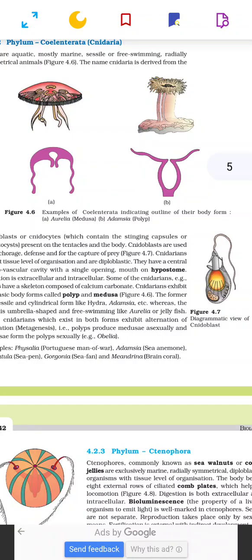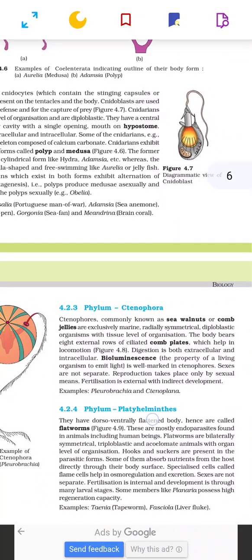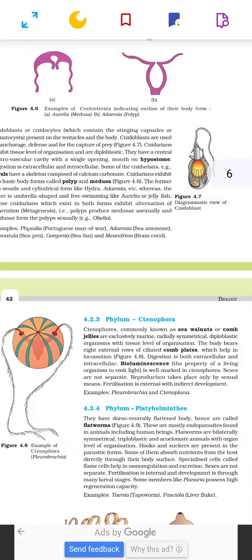of Coelenterata or Cnidaria. Phylum Ctenophora 4.2.3. Ctenophores, commonly known as sea walnuts or comb jellies, are exclusively marine, radially symmetrical, diploblastic organisms with the tissue level of organization. The body bears 8 external rows of ciliated comb plates which help in locomotion. Digestion is both extracellular and intracellular. Bioluminescence, the property of a living organism to emit light, is well marked in ctenophores.